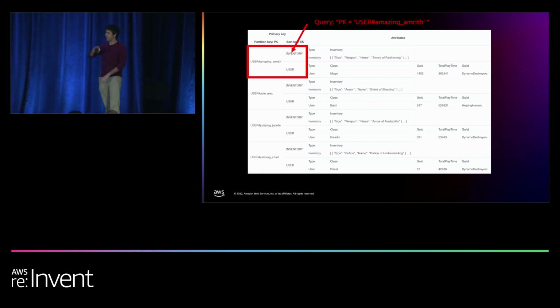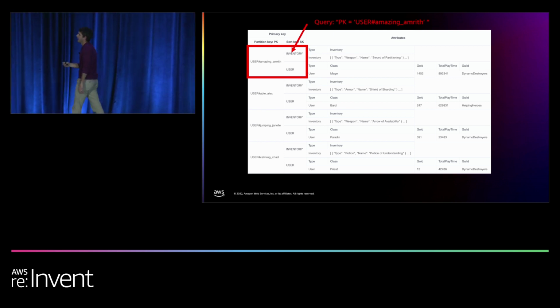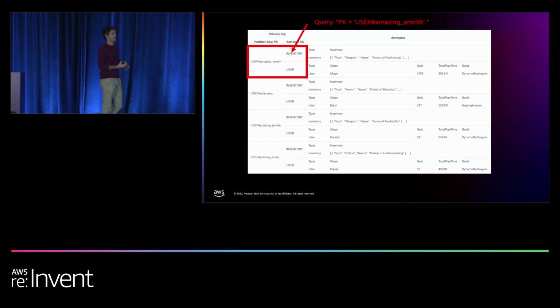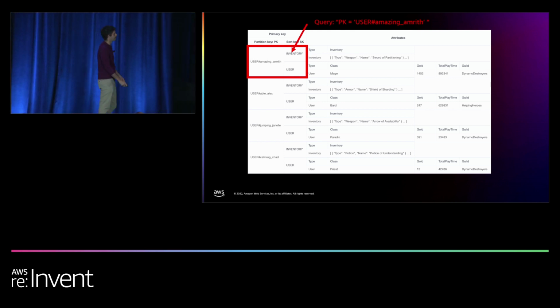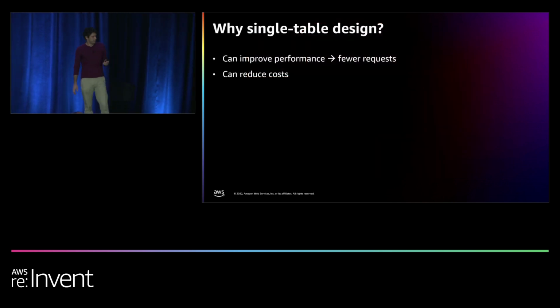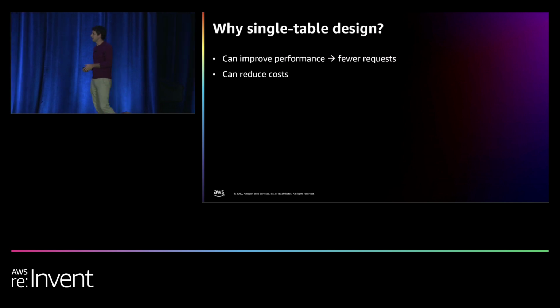That's a query operation. And we'll get the user metadata and we'll get the inventory all in one request. And the query cost is not going to change there because query is based on the total amount of data you're reading, not how many items you're reading. So this is still great for us. So that's the second benefit of single table design. It can reduce the cost.